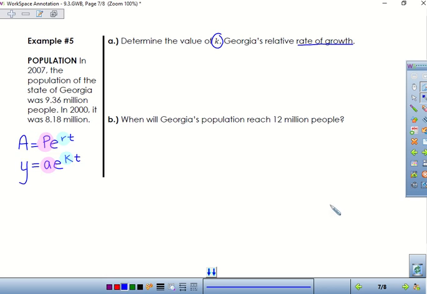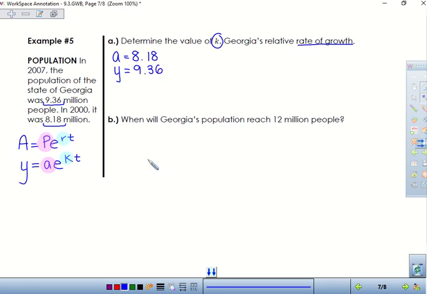So I just want to be clear, it's the same formula, they just use different letters to represent the same thing. Okay, so in 2007, the population of the state of Georgia was 9.36 million, and in 2000, it was 8.18 million. So which one of these is going to represent the starting amount of the population? 8.18. Yeah, 8.18. Because that's how much the population started with in 2000. 2000 happened before 2007. So the starting amount was 8.18. Y represents the final amount. So what's the final amount of data we have for population? 9.36. Good.